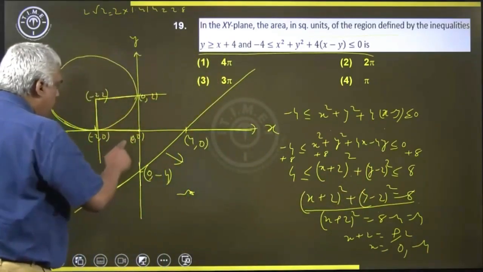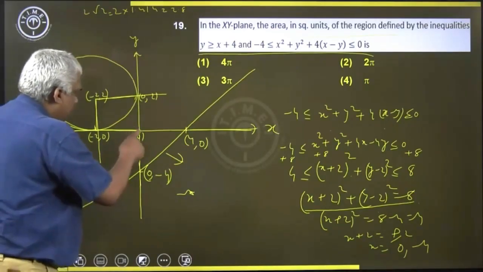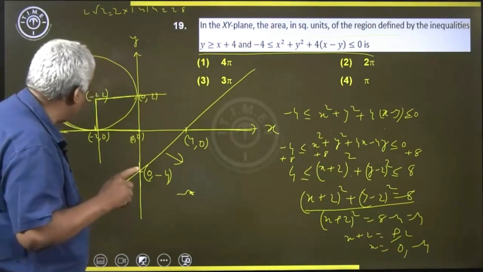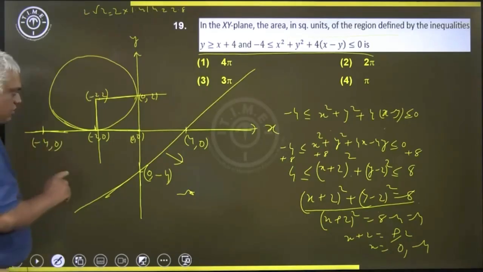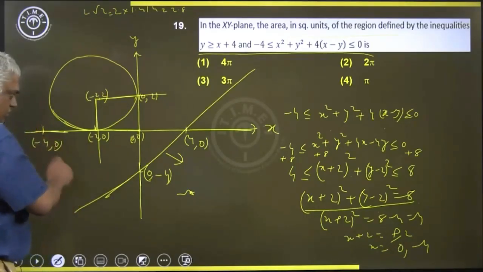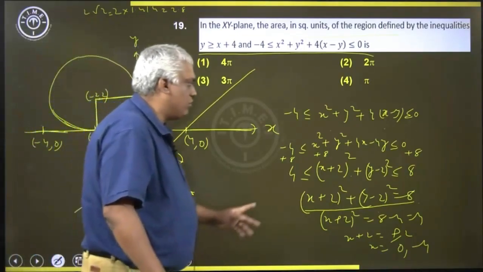So the big circle is passing through 0,0 and it's meeting the x axis at 0,0 and one point is minus 4,0. Minus 4,0 somewhere here. So the big circle is passing through these 2 points, okay, and it will meet the y axis at what point? So let's put x equal to 0.